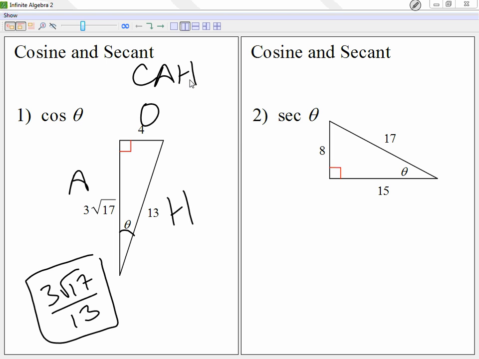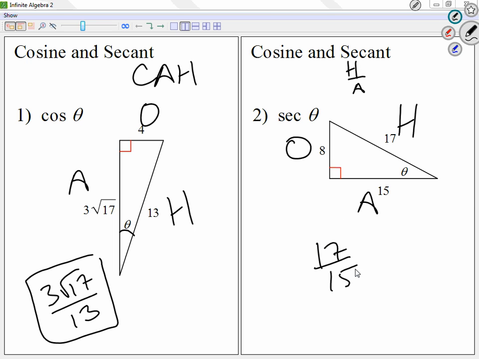Now for secant, we're looking at question number 2. Let me label my sides first. I know that's the hypotenuse. From theta, this is the opposite, this is the adjacent. So secant, I'm going to abbreviate with the first 3 letters. Secant is the reciprocal of cosine. So I'm just going to go hypotenuse over adjacent. So in this case, I'm going to go 17 over 15. There's nothing I can do, so I just leave it at 17 over 15. Once again, cosine is adjacent over hypotenuse. Secant is the reciprocal of that.